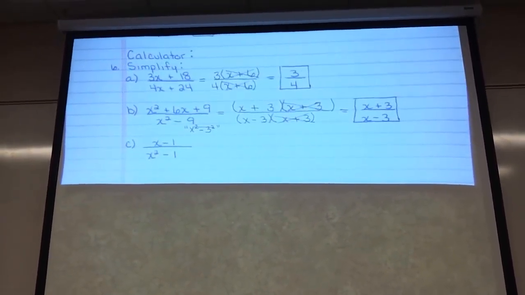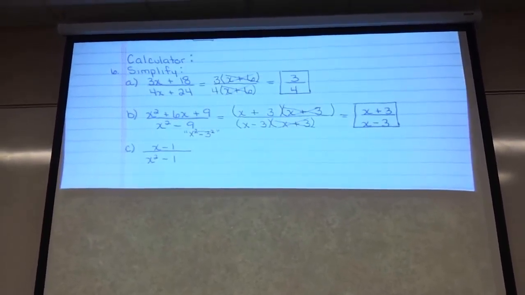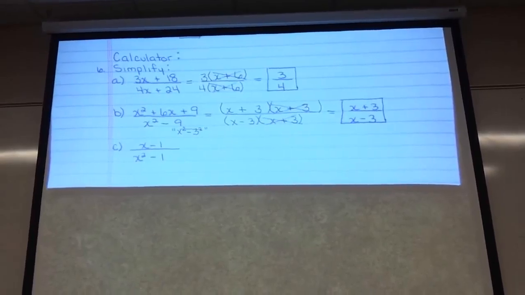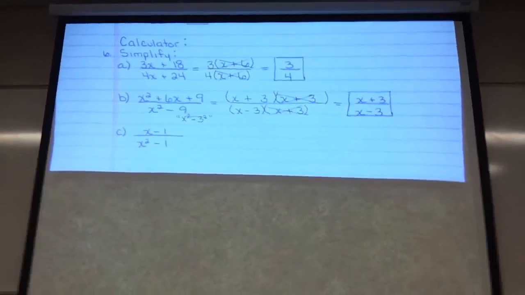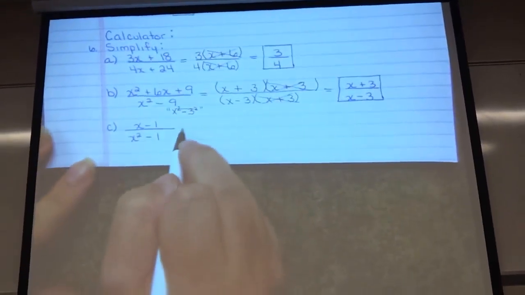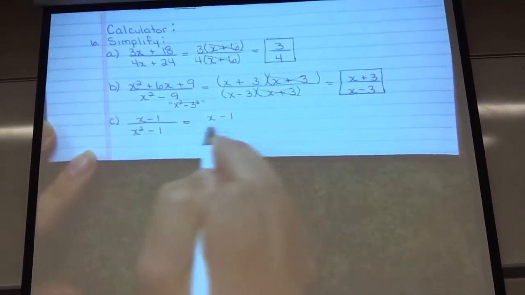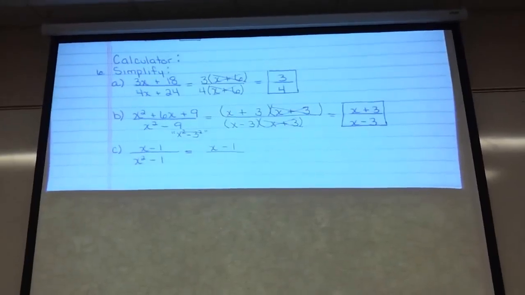All right, letter C. How do you factor the top? You can't. It stays the same. There's no GCF, there's no squared, so I can't do anything. So it's just x minus 1. You could, but you would not succeed.